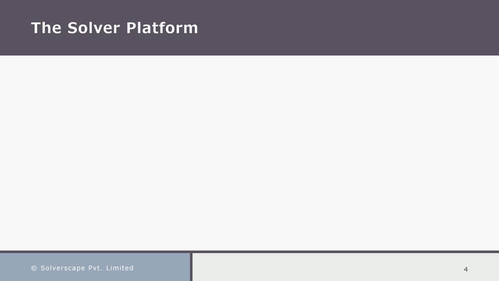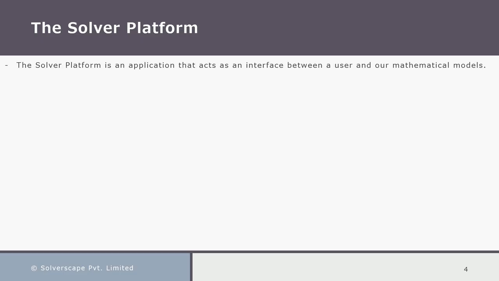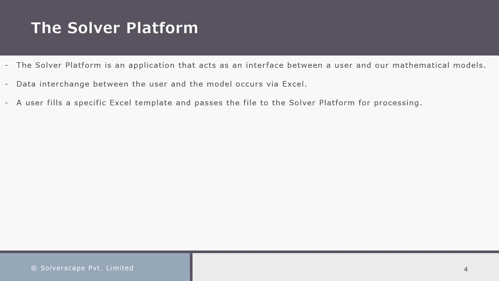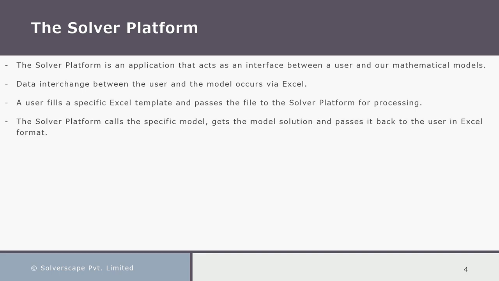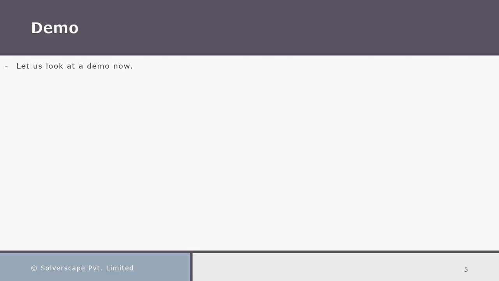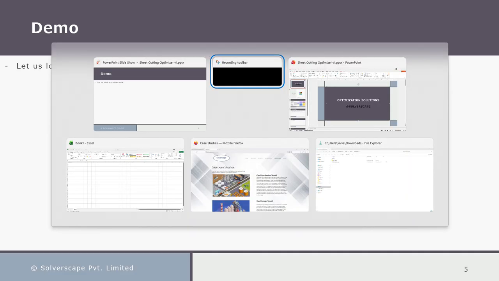To use the model, we use an application as an intermediate. We call it the solver platform. It acts as an interface between a user and the mathematical model. Data interchange between the user and the model occurs via Excel. A user fills a specific Excel template and passes the file to the solver platform for processing. The solver platform calls the specific model, gets the model solution, and passes it back to the user in Excel format. Let's look at a demo now.